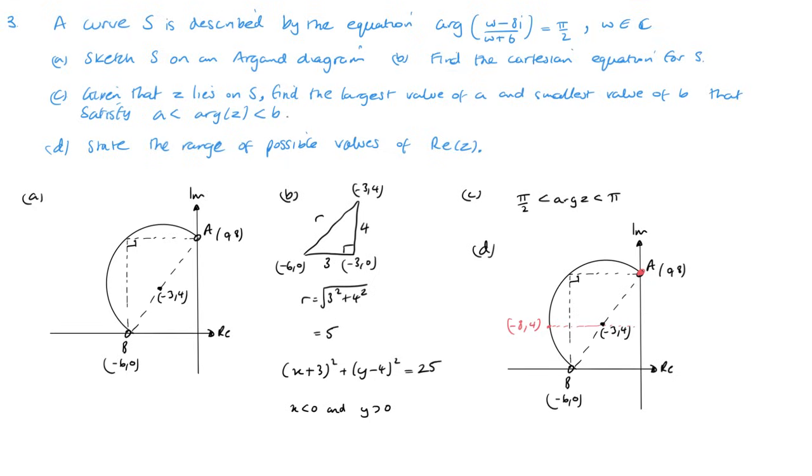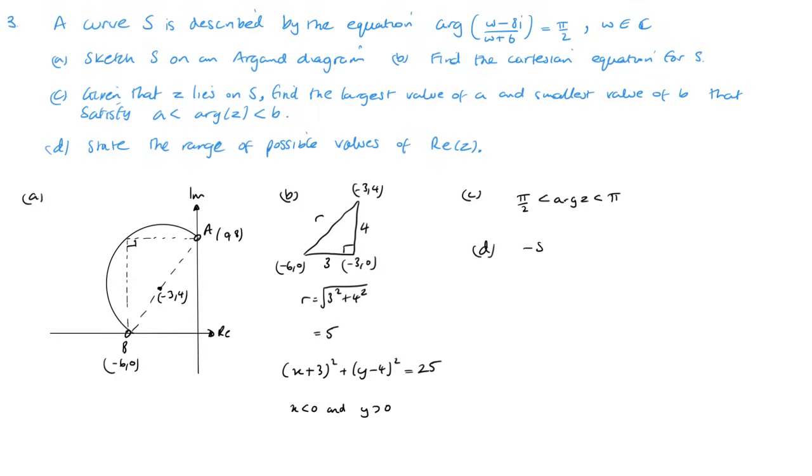And then the furthest point to the right is this one here, but it doesn't include this one. So when I do my range, the real values will be minus 8 less than real Z less than 0, but it can't actually be 0 because 0 is that point here, and we don't include the endpoints of the semicircle, the points where the half lines would start. So that would be the range there. And that is question 3 done.